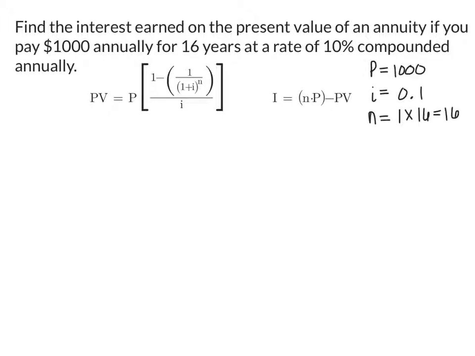First, identify the values for P, I, and N. P is $1,000. I is 0.1, that's 10% written as a decimal, and then we divide by the number of times it's compounded a year, and it's compounded annually. So we divide by 1, which just gives us a value of 0.1. N is found by taking the number of times it's compounded, which is 1, and multiplying that by the number of years, which is 16. So N is 16.